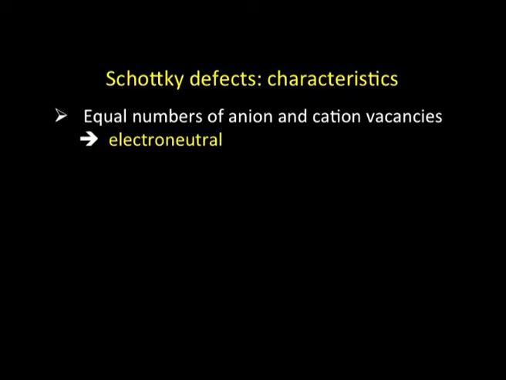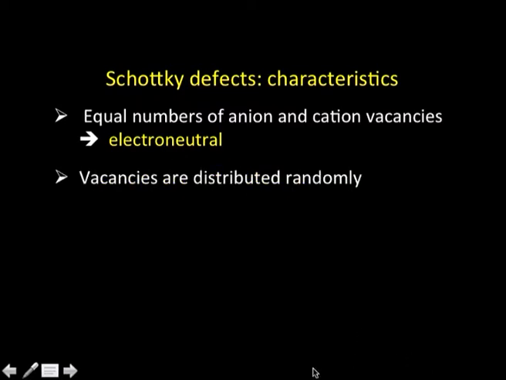Let us go further. Let us look at the characteristics of Schottky defect. There are equal numbers of anion and cation vacancies, because overall our ionic solid happens to be electroneutral. In any lattice the number of lattice positions is enormous. It runs into 10 to the power 20, 21 and so on. The number of vacancies is also fairly large, and these vacancies are distributed randomly. It is not that all vacancies will be in one pocket. They are distributed randomly throughout the lattice.